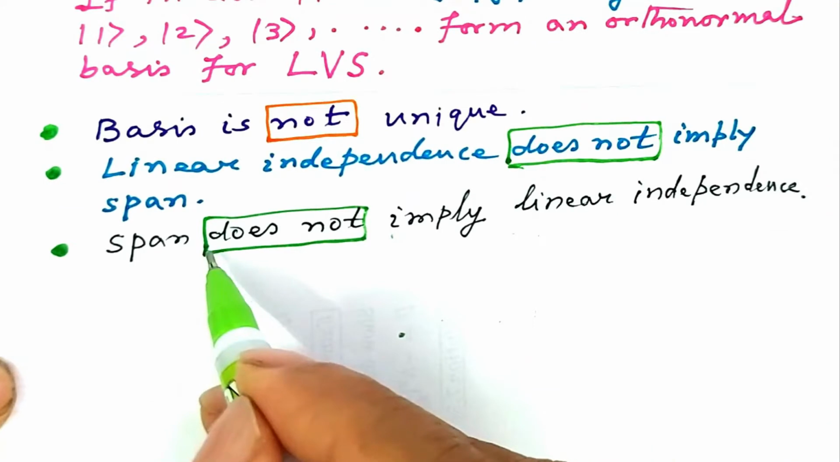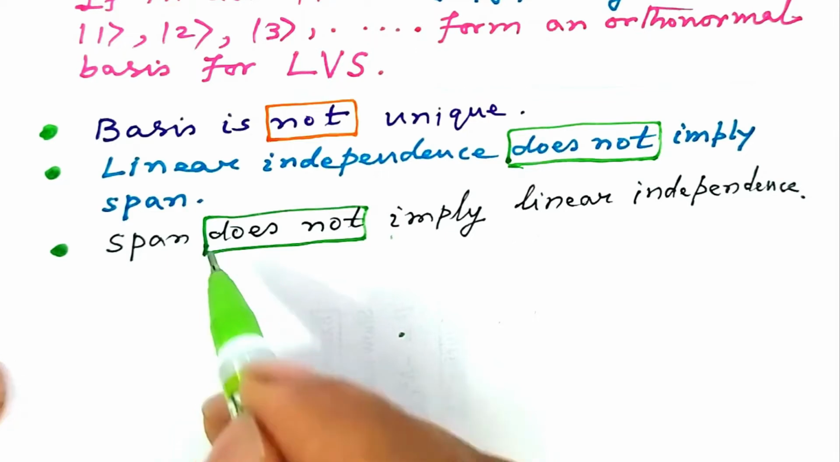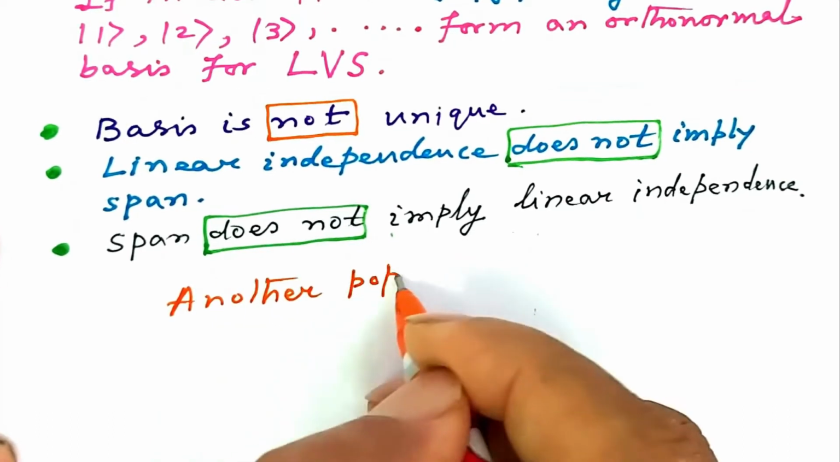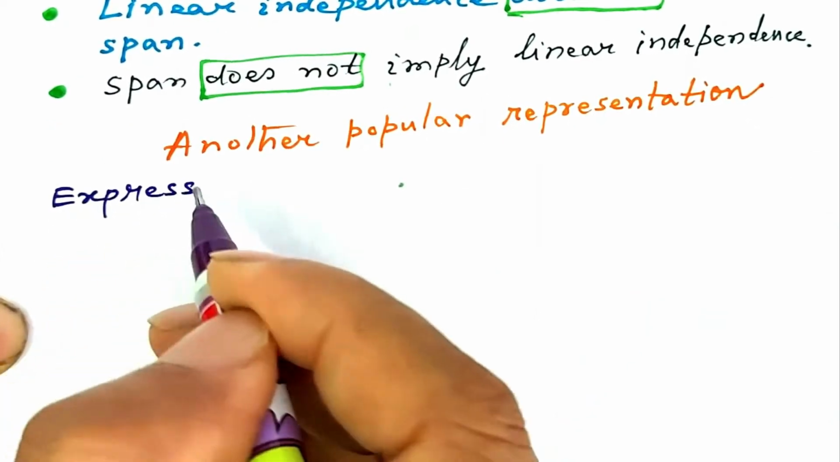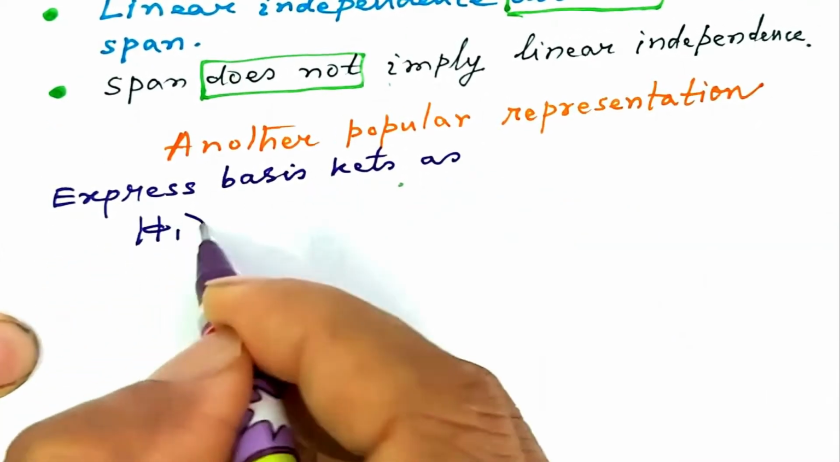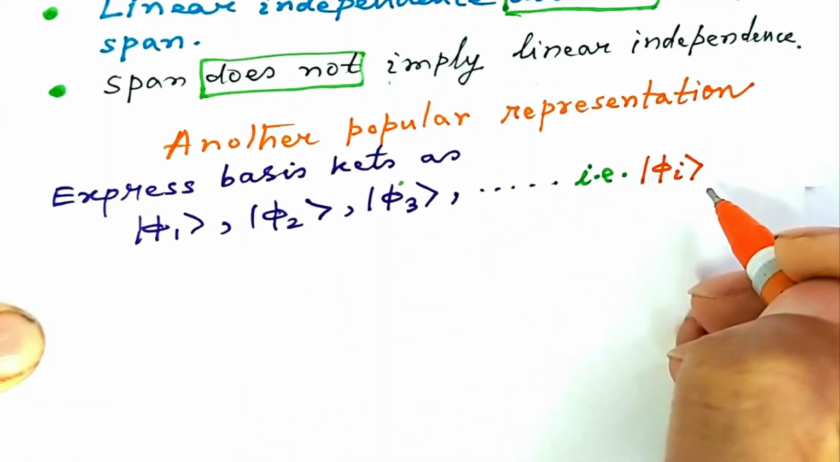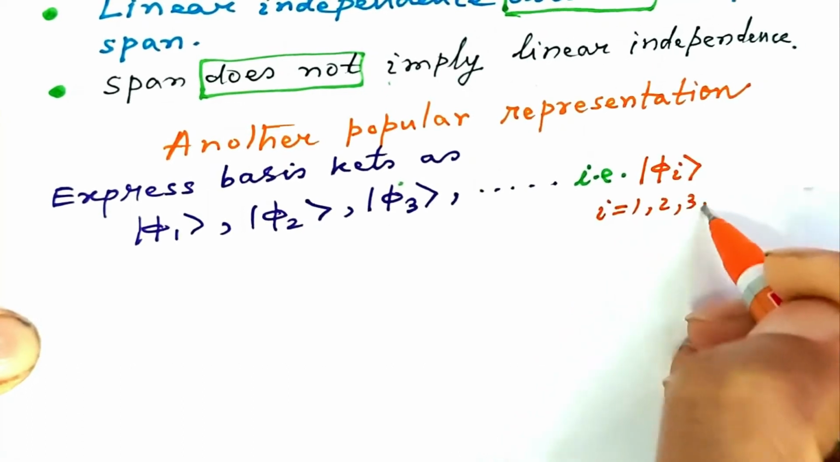Note that we have been using the notation for basis, namely ket1, ket2, ket3, etc. That is, ket i is the typical component of the basis set. Obviously, notations can be changed and we can use the one that we like. Let us mention another popular representation where we express basis kets as ket phi 1, ket phi 2, ket phi 3, etc. That is, ket phi i is the representative ket, a typical component of the basis set with i running over 1, 2, 3, etc.